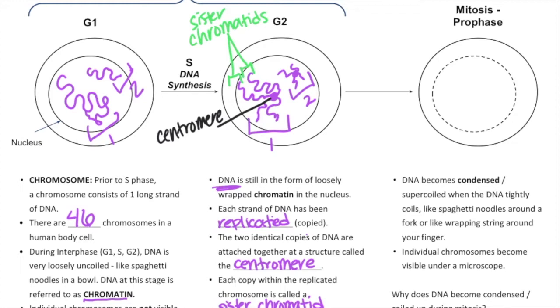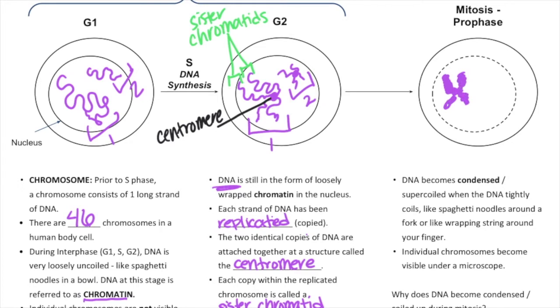Now as we enter the process of mitosis, which is the actual process of cell division, the DNA becomes tightly condensed or supercoiled when the DNA tightly coils up. So imagine you are wrapping a spaghetti noodle around a fork so that it's easier to stick into your mouth and eat. Or imagine you had a really long piece of yarn or string and you wrapped it around your finger to easily organize it. That is essentially what's happening in this process of mitosis. So because this DNA becomes tightly condensed and wound up, it's smaller in size now, but it's more visible too.